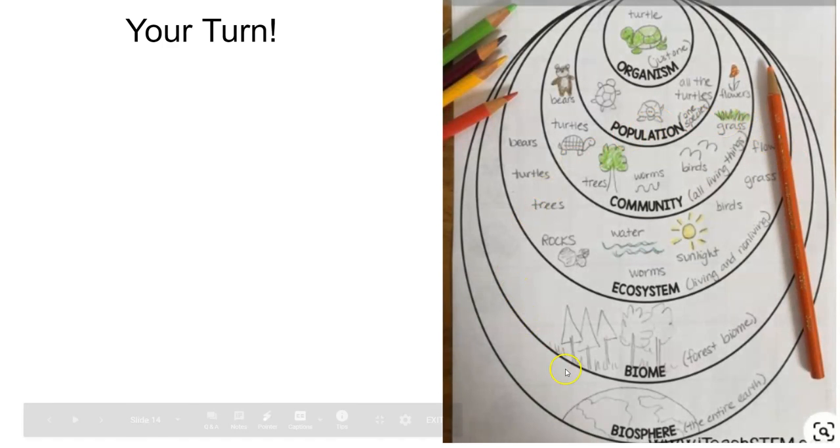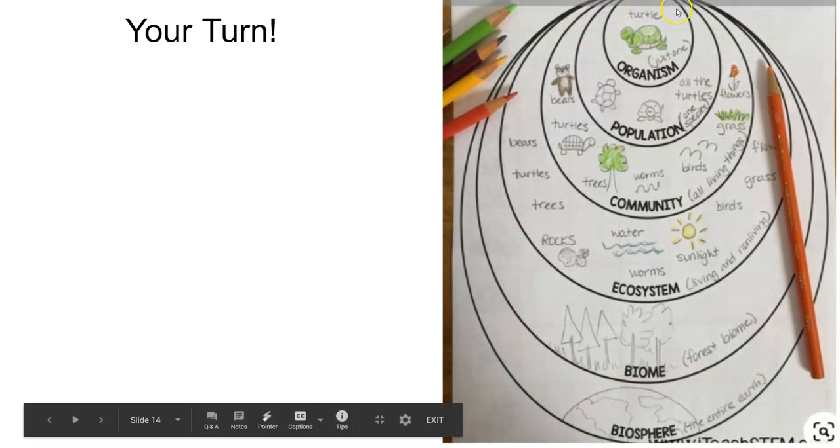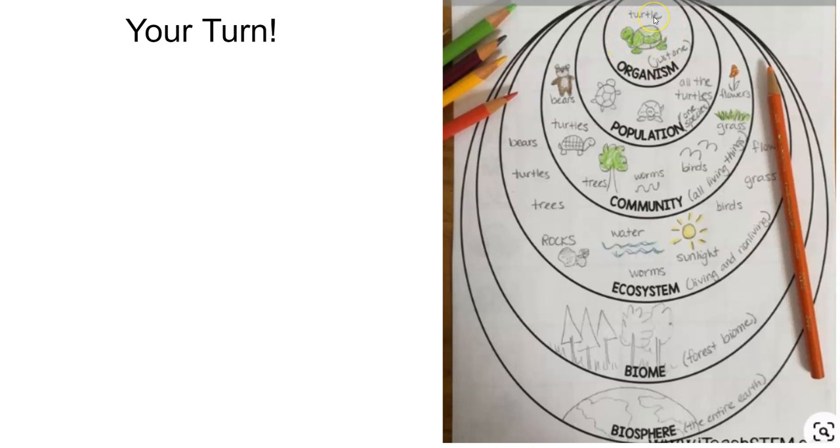All right, so now it's your turn. Okay, this is what you're going to do. You're going to create this diagram. Okay, now they didn't do a good job here. Don't do this. There are many, many kinds of turtles. There's painted turtles, there's box turtles, there's yellow belly sliders. There's all different kinds of turtles. So if you're going to do a turtle, you have to do a specific turtle.